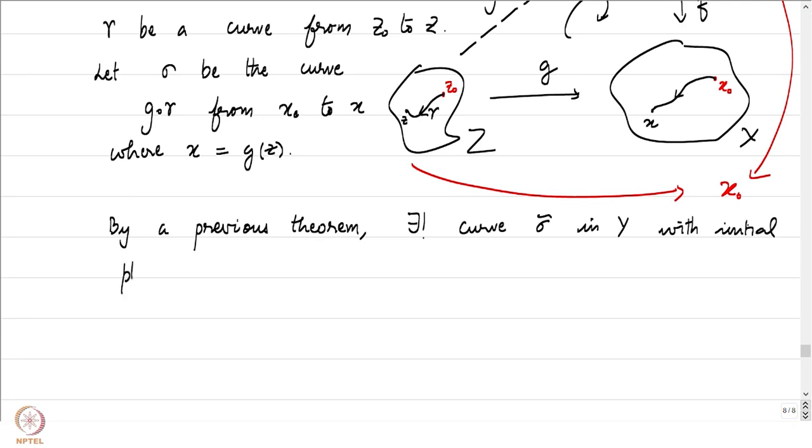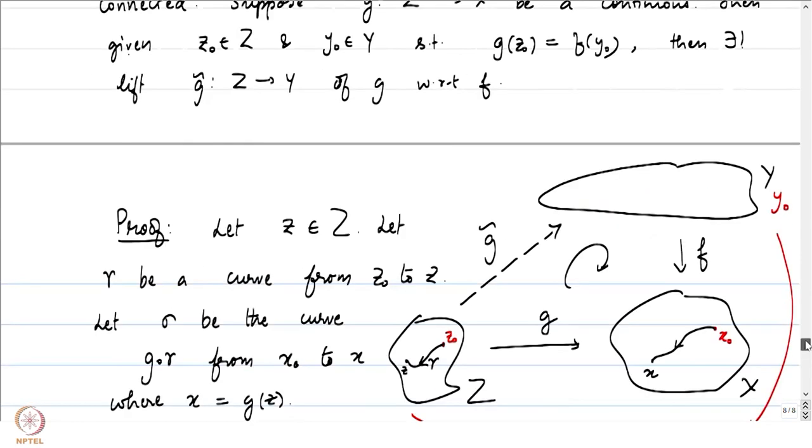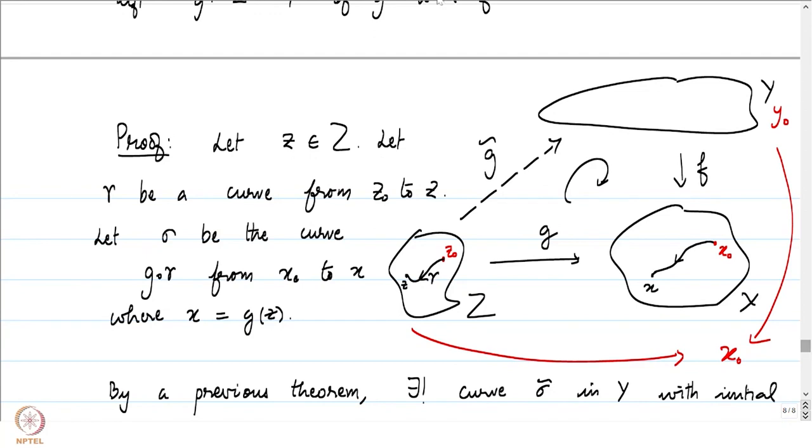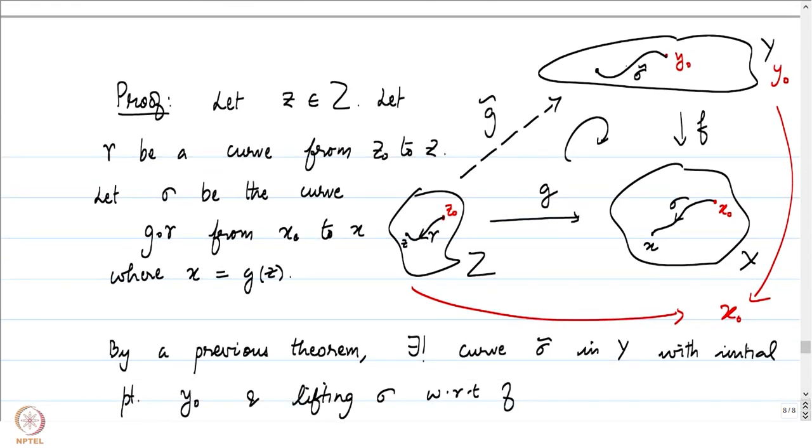The initial point, let's demand that it starts at y0 and lifting sigma with respect to f. So let me just draw that. Now we have our y0 somewhere here, and this is our sigma tilde. Remember that this is sigma, this is gamma, f composed with sigma tilde is sigma because it's a lift, and it's starting at y naught.